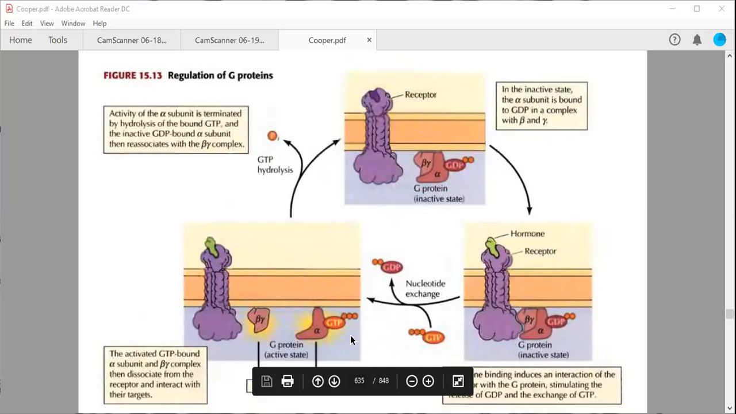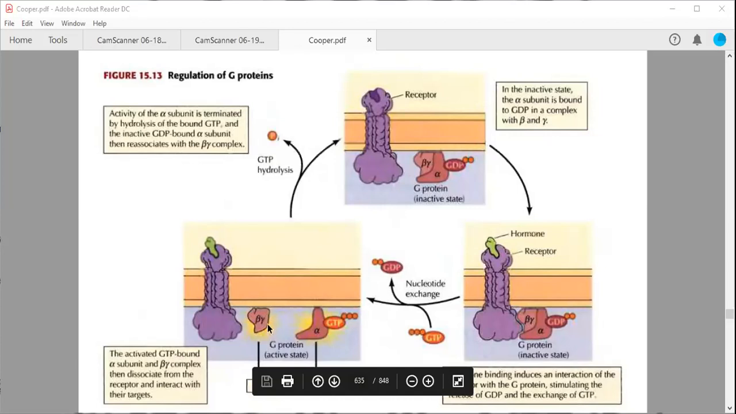Now this alpha subunit is bound with GTP and GDP is gone. So every time you need to remember that the fresh GTP molecule will come and replace the GDP molecule. It is not like GDP is going to convert into GTP. Every time a fresh GTP molecule will come and replace the GDP molecule. Once it is bound with GTP, this alpha subunit will be activated.